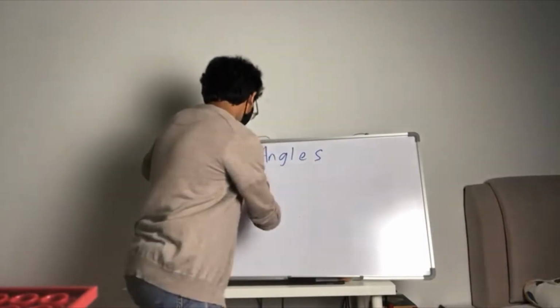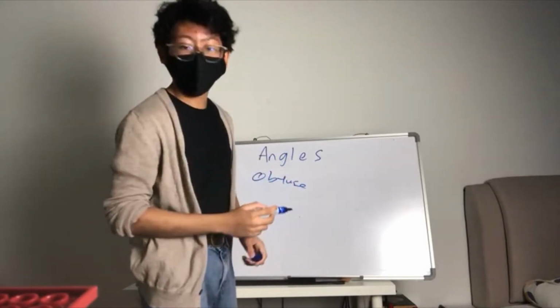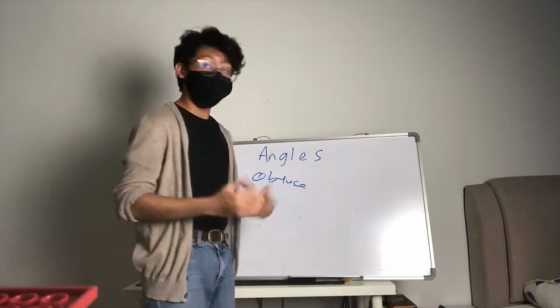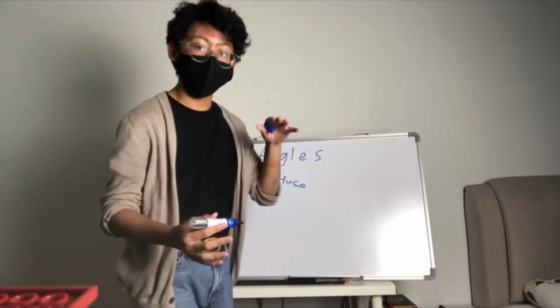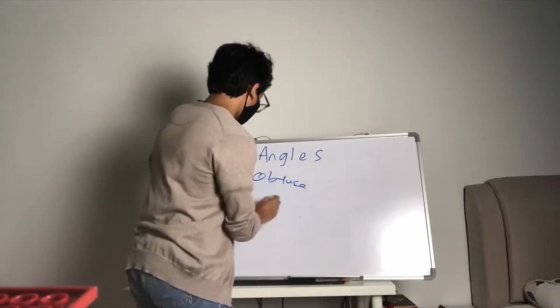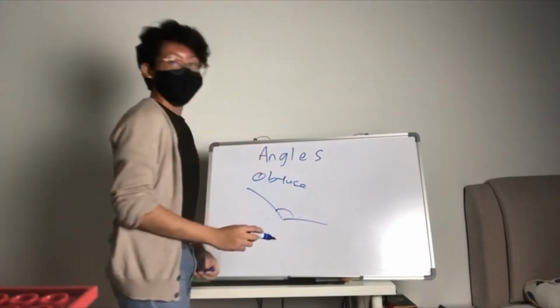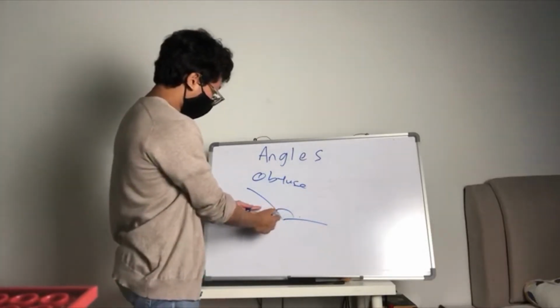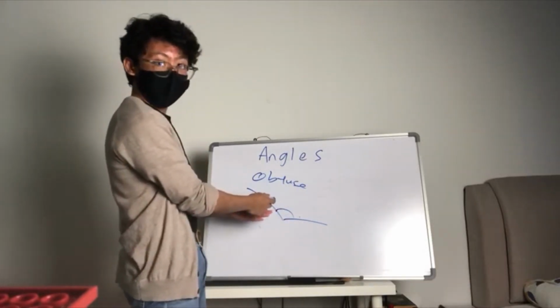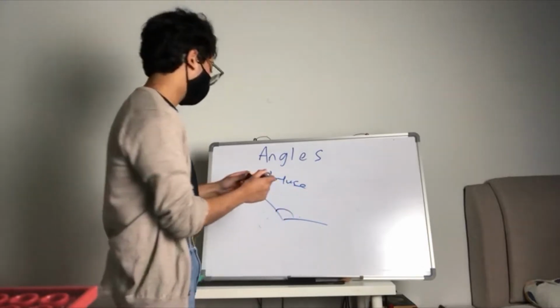And next, there are the obtuse angles. Obtuse angles are angles that are above 90 degrees but below 180 degrees. So, for example, they would look something like this, as they are above 90 degrees, but they have not reached a straight line yet.